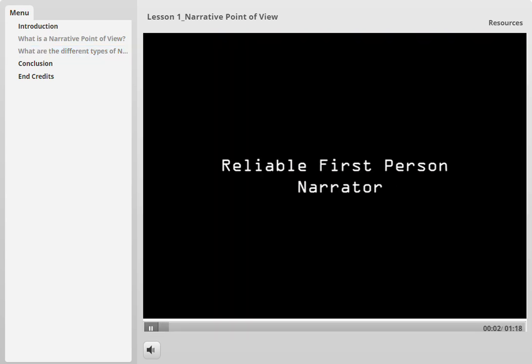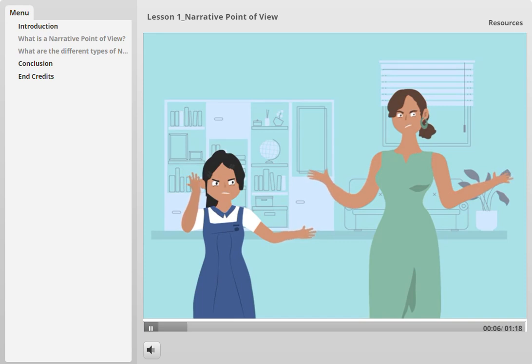Reliable first-person narrator. Picture a story where 14-year-old Sally has an argument with her mother over her irresponsible behavior, resulting in her poor grades. This is what a reliable first-person narrator might say.